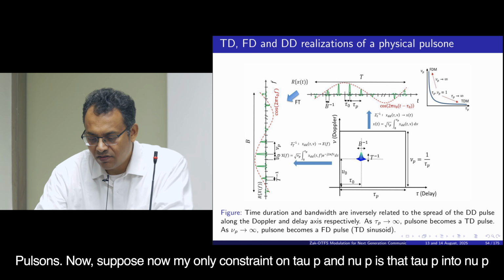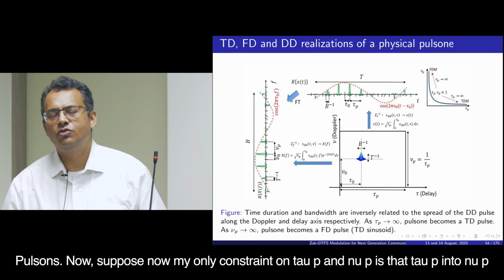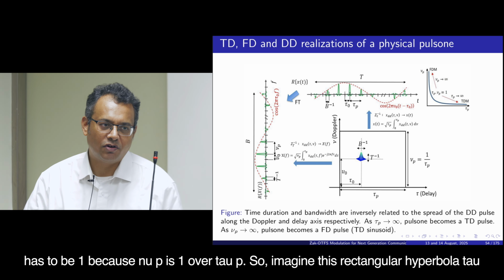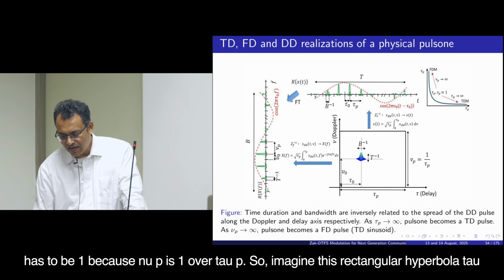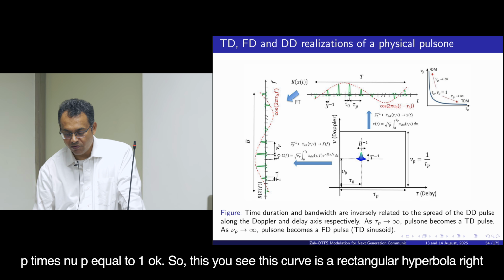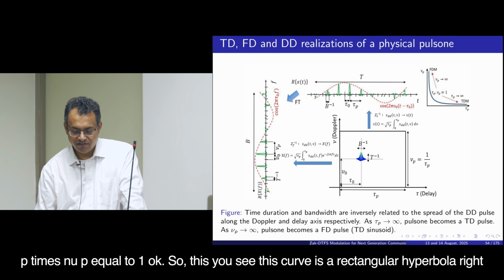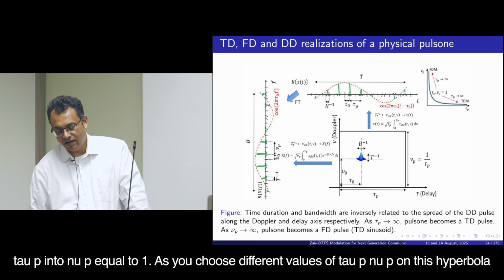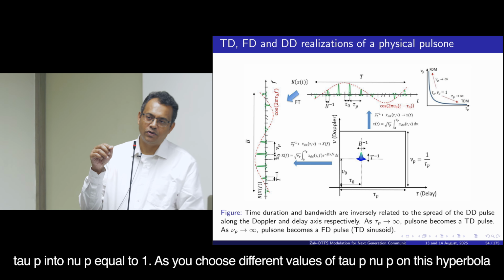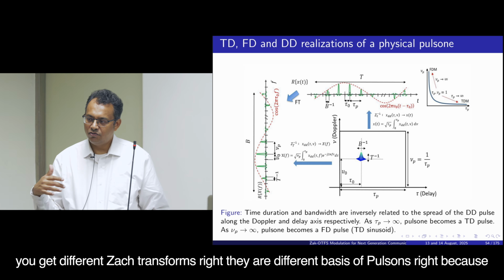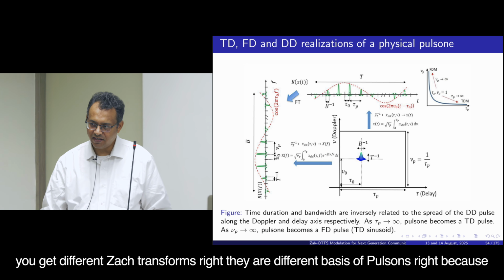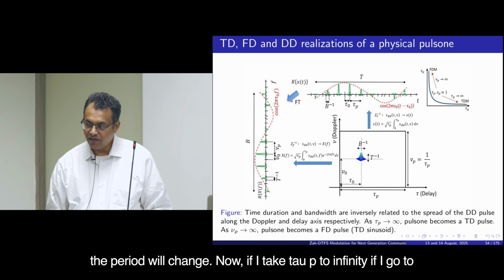Now, my only constraint on tau p and nu p is that tau p into nu p has to be 1, because nu p is 1 over tau p. So, imagine this rectangular hyperbola, tau p times nu p equal to 1. As you choose different values of tau p and nu p on this hyperbola, you get different Zak transforms. They are different bases of pulsons, because the period will change.